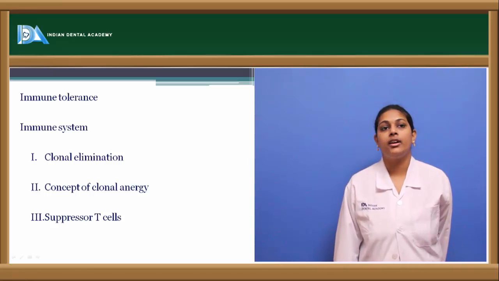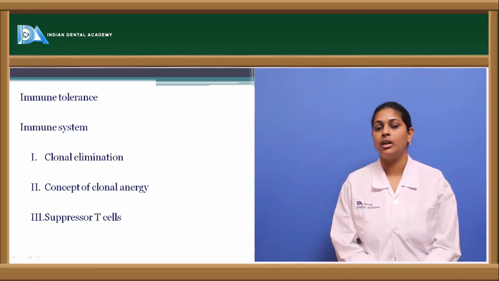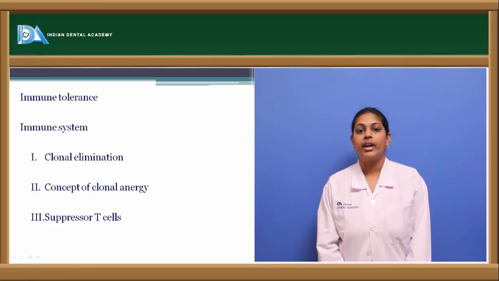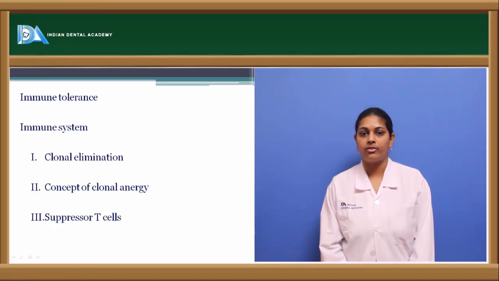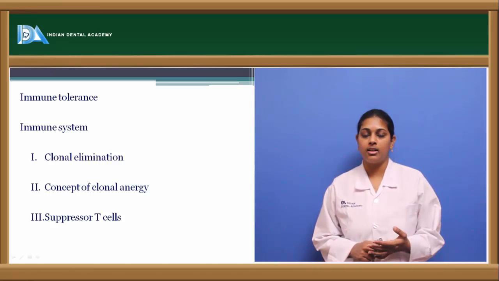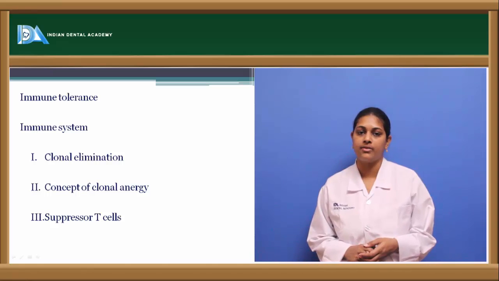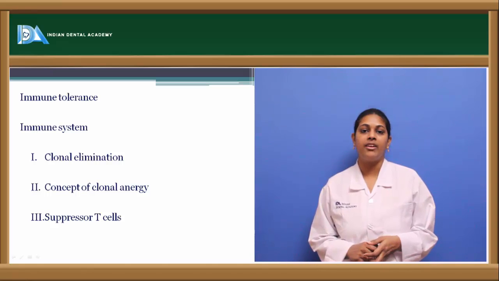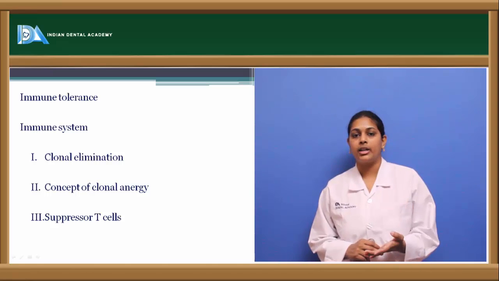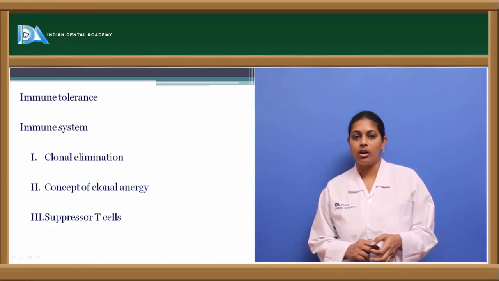The immune system has three major mechanisms. One is clonal elimination, that is, the T cells in the thymus, once they differentiate, have the capacity to distinguish between self and non-self antigens. Once these T cells have done so, they have finished their function and are driven to apoptosis, that is, they are eliminated from the immune system. This is what clonal elimination means.